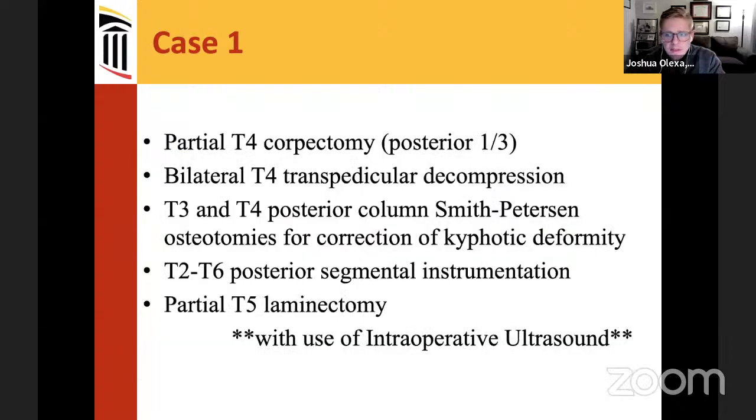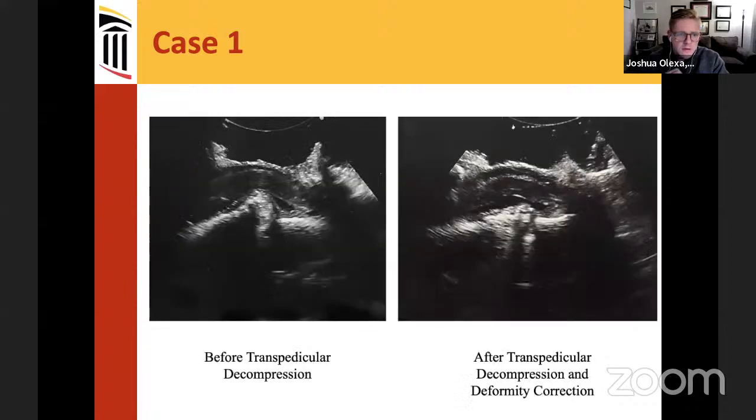So to tackle this, obviously this is a pretty challenging pathology, especially in the setting of previous cement. The surgical plan was as follows: initially a partial T4 corpectomy, the posterior one third of it, accessed through a bilateral T4 transpedicular approach, as well as T3 and T4 posterior column Smith-Petersen osteotomies to correct the kyphotic deformity, and then instrumentation from T2 to T6 with a partial laminectomy at T5, and of course with the use of the intraoperative ultrasound, like Dr. Crandall mentioned earlier. These images are from that ultrasound, which I think show this very nicely.